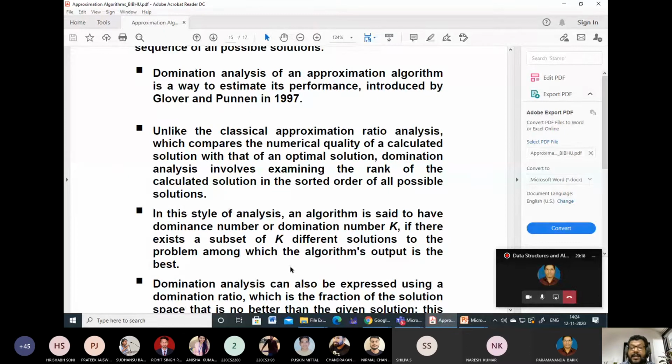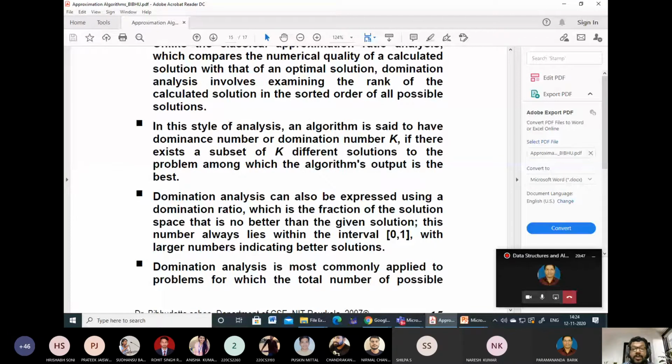Okay, so now what he tried to say, if there exists a subset of k different solutions to the problem among which the algorithm's output is the best. So this is the way to compare. What I mean to say, there are n approximation algorithms. We try to collect a subset which can be ranked or designated with the help of a number k. Okay, so this can be expressed using a particular ratio known as the domination ratio, which is the fraction of the solution space that is no better than the given solution.